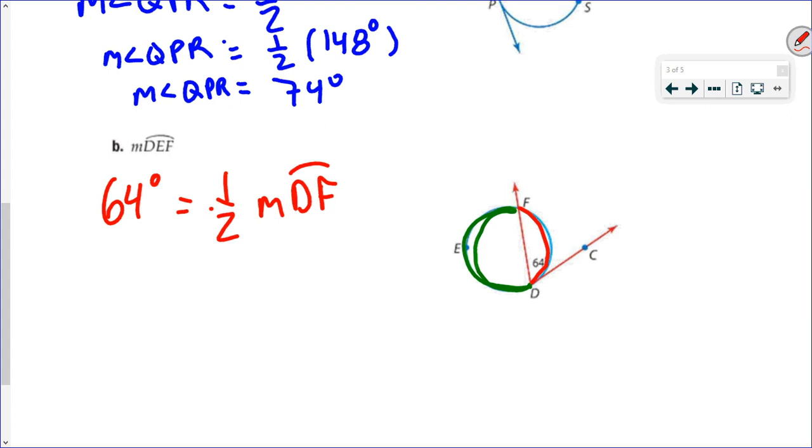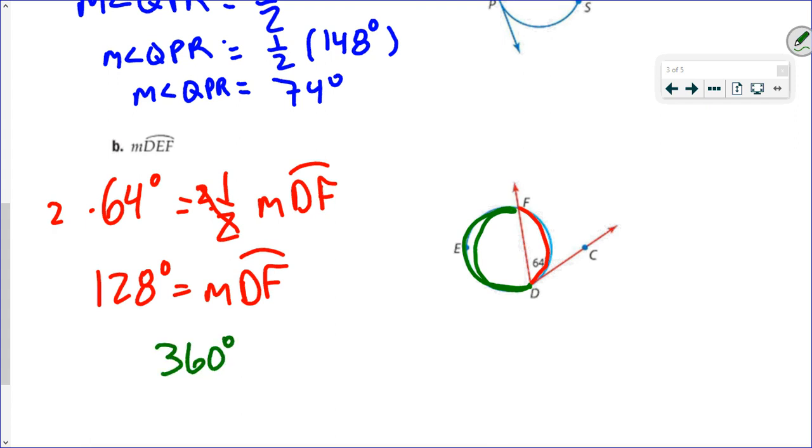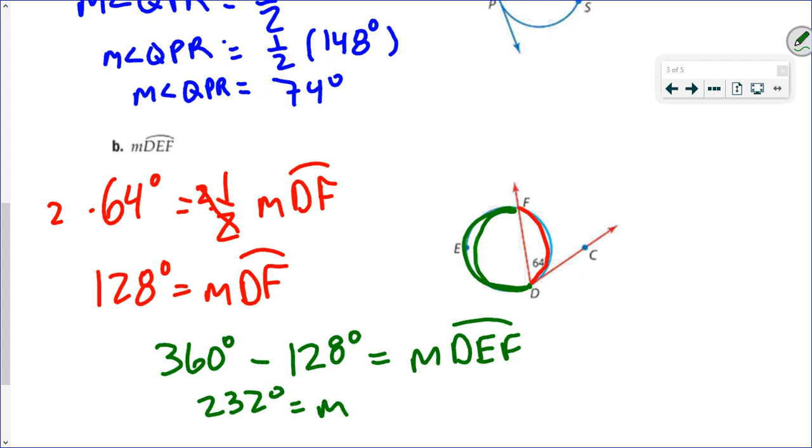All right, so if we multiply both sides by 2 here, we get that arc DF is 128 degrees. We still haven't found DEF, the green here, but we can use that. The whole circle is 360 degrees. We can subtract arc DF, which would give us the arc we are looking for, arc DEF. So 360 minus 128 would give us 232 degrees, the measure of arc DEF. All right. So there's another couple examples. Those intersect on the circle.